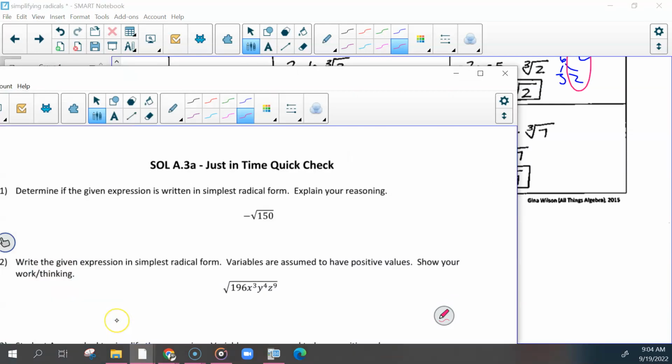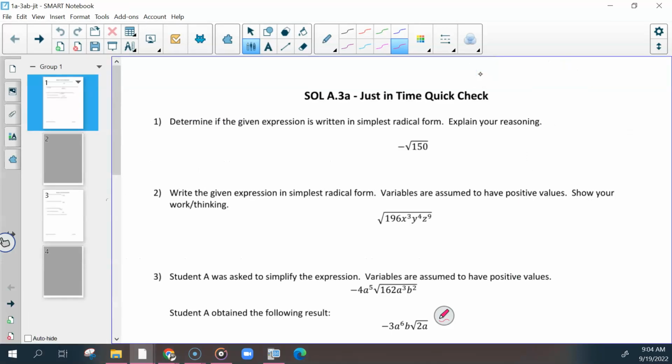Let's go through these quick check problems. I meant to say this earlier, so if you didn't figure this out, there was a front and a back. If you didn't get to some of them because I didn't say this, that's okay. Alright, so I said do number 1 on 3A and then 1 through 3 on the other side.